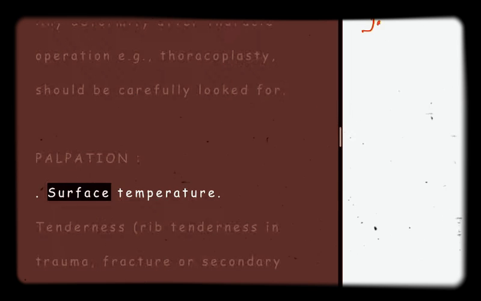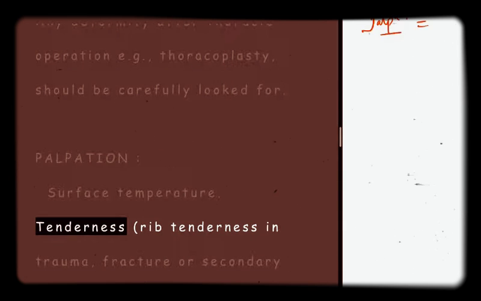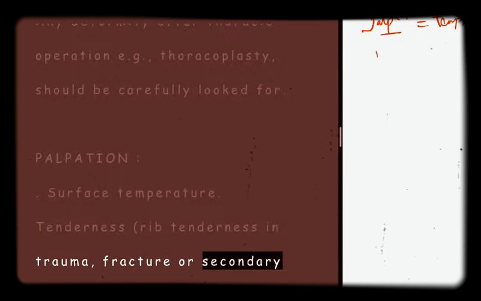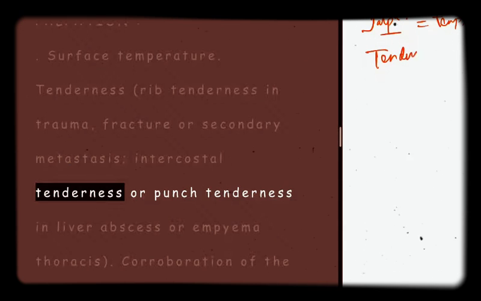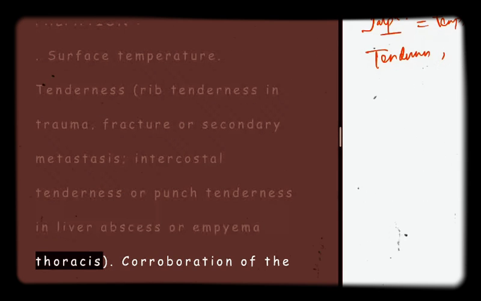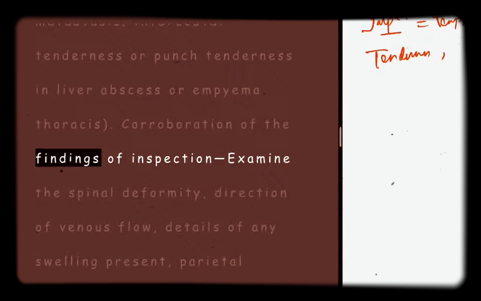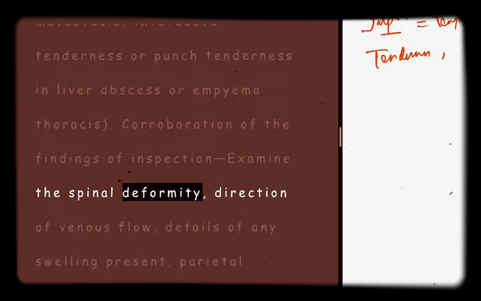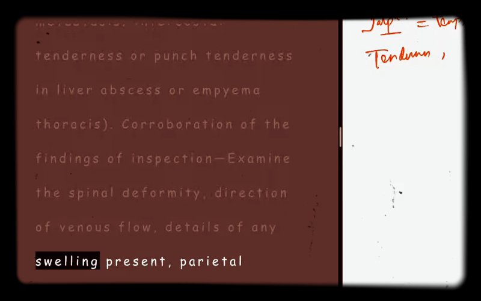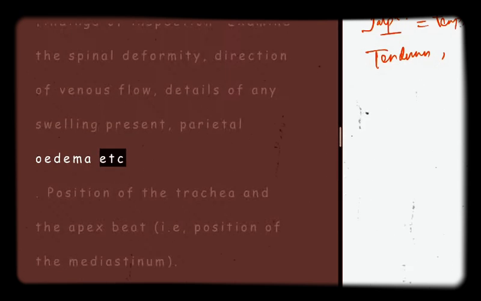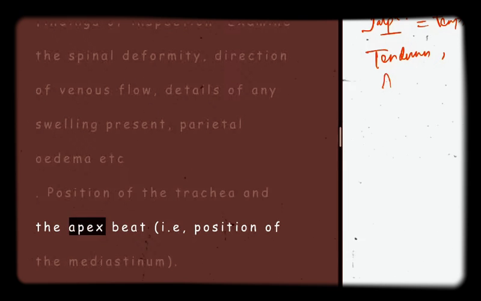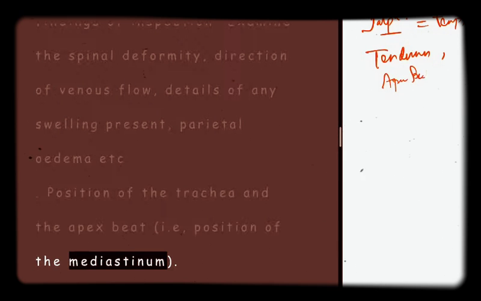Palpation. Surface temperature. Tenderness: rib tenderness in trauma, fracture, or secondary metastasis; intercostal tenderness or punch tenderness in liver abscess or empyema thoracis. Corroboration of the findings of inspection: examine the spinal deformity, direction of venous flow, details of any swelling present, parietal edema, etc. Position of the trachea and the apex beat, that is, position of the mediastinum.